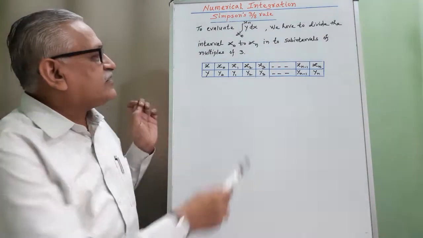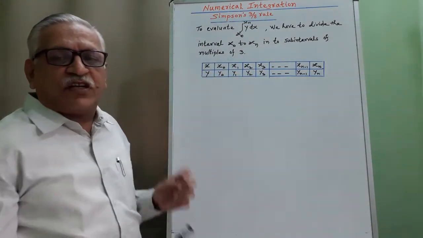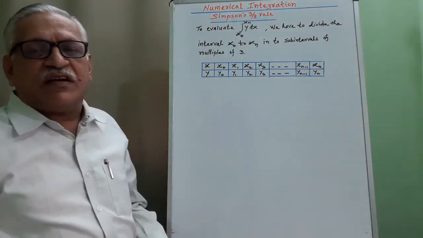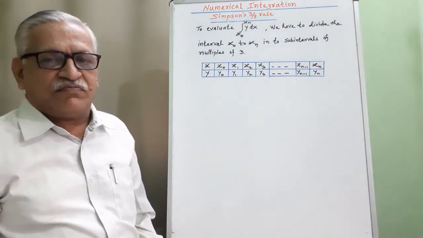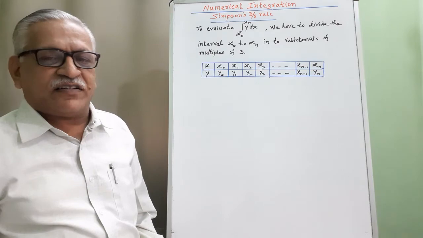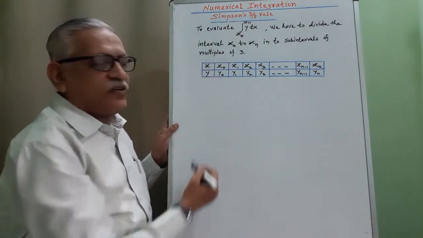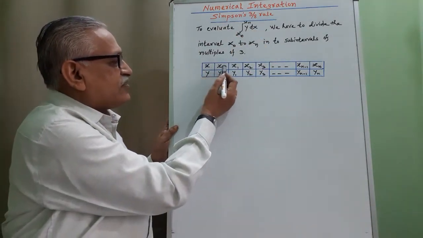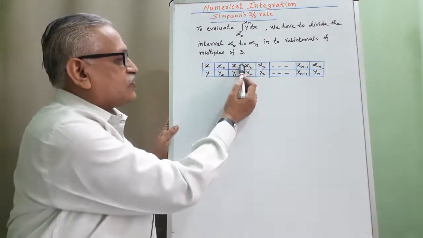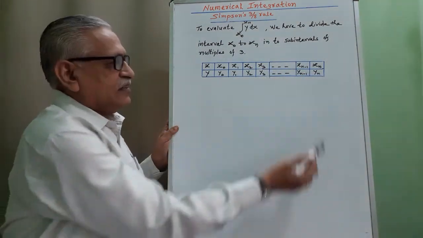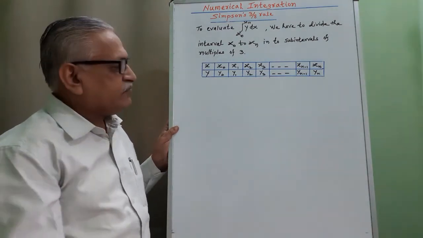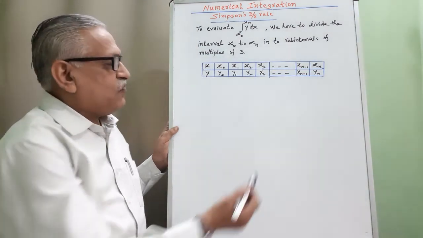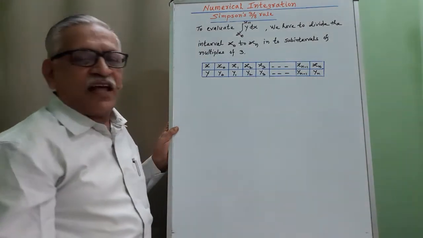We have to divide the interval x0 to xn into subintervals of equal length, in multiples of 3, like 3, 6, 9, etc. For example, we have tabulated values for the function y. Values of x are x0, x1, x2, x3 up to xn, where the last but one value is xn minus 1, and the corresponding values of y are y0, y1, y2, y3, yn minus 1, and the last one is yn.